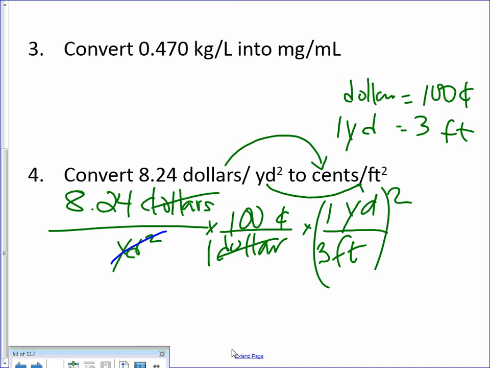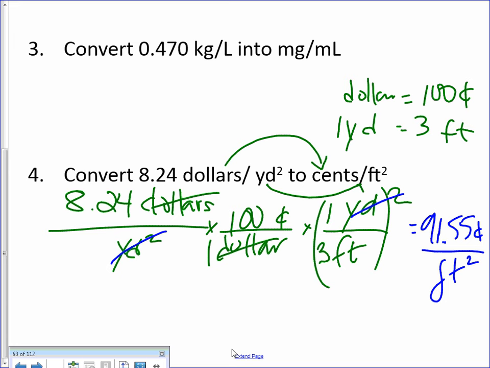So 11 something. What is that? I got, oh, sorry, 91.5, 5 repeating. Final unit. Units, sorry. Cents per foot squared. Okay. So this fabric costs 91.55 cents per foot squared. That's not bad. Pretty cheap fabric.